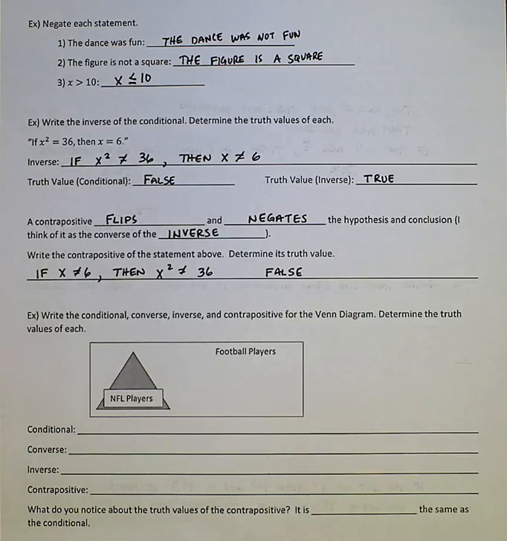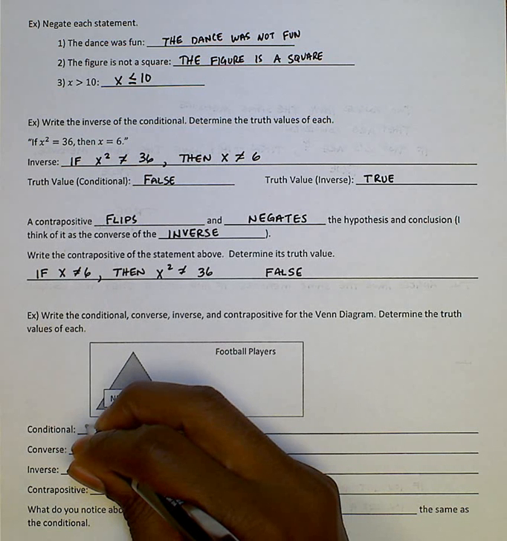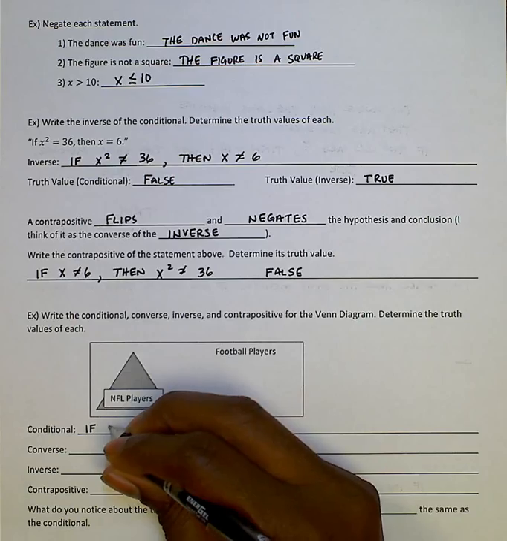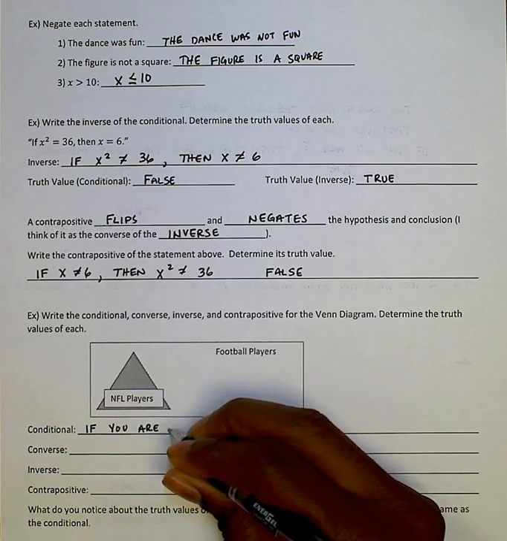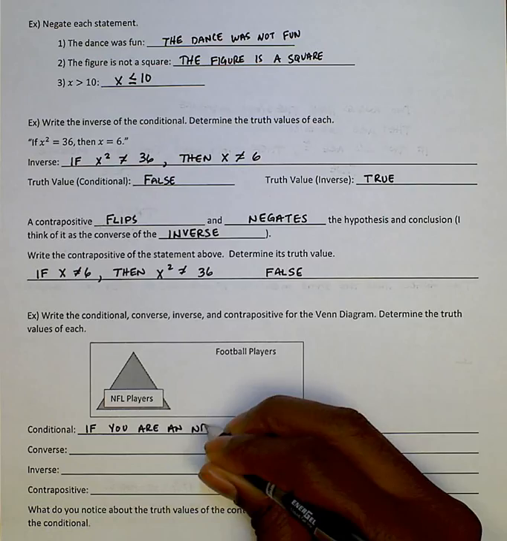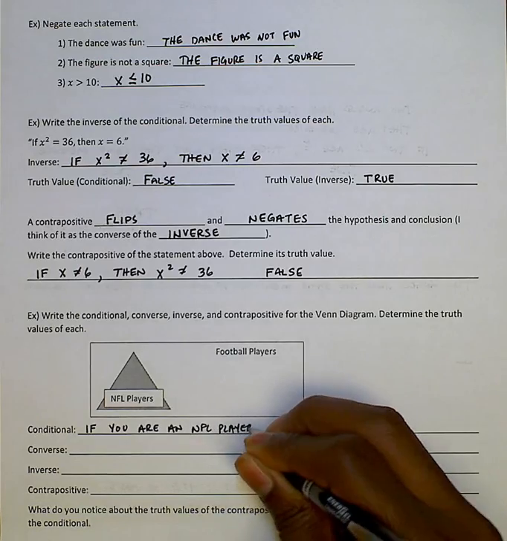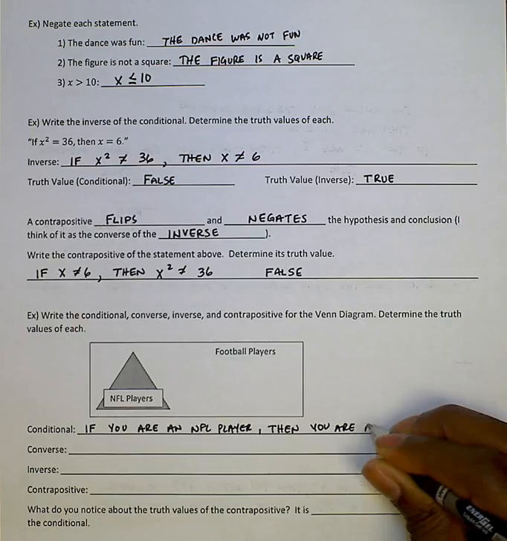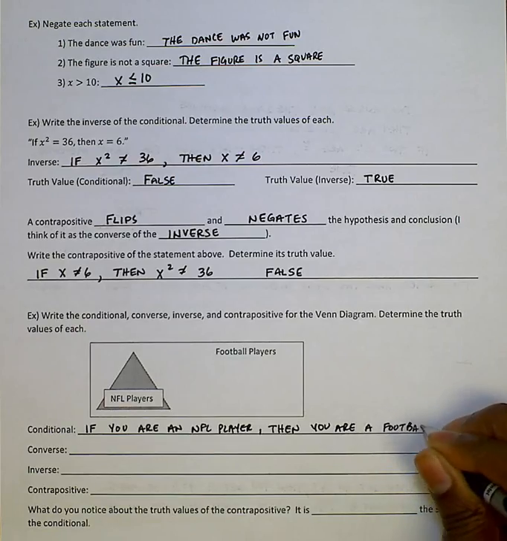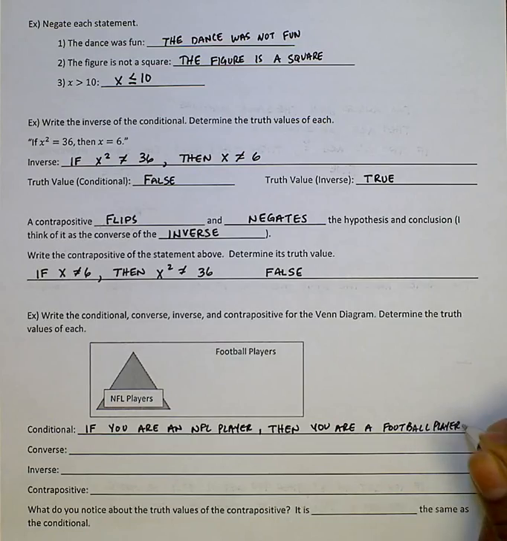All right. So here we go. Last example. Write the conditional, converse, inverse, and contrapositive for the Venn diagram. Determine the truth value of each. The conditional: if you are an NFL player, then you are a football player. Is that true or false? That's true.